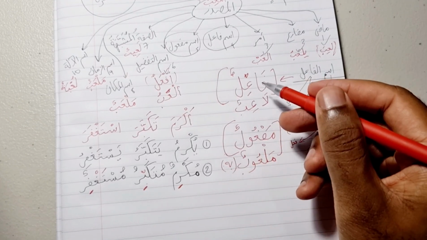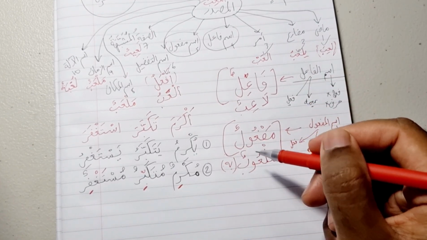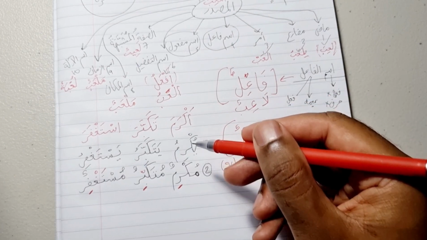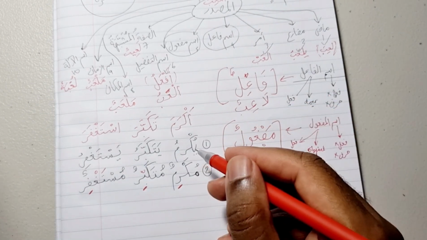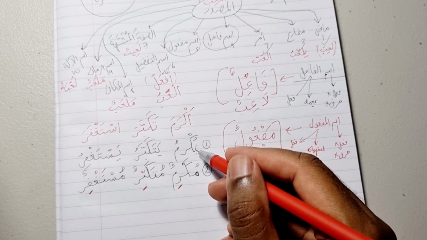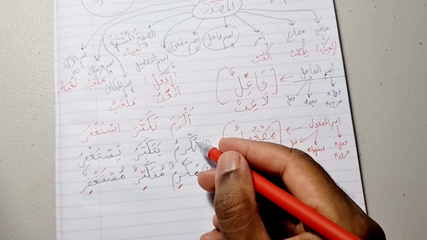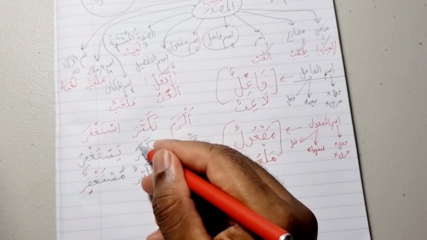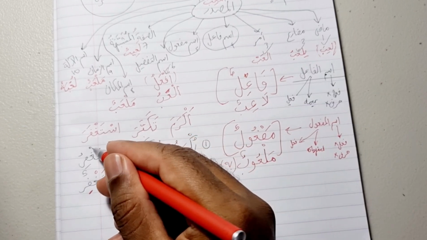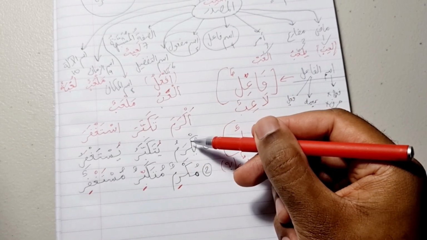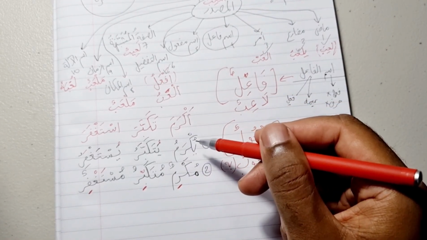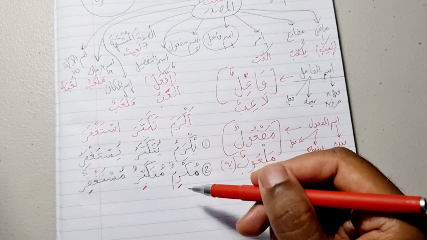How do we derive the ismul maf'ul? The ismul maf'ul, same process. Just to make it easier, we could say you take it from the fi'l mudari'. Really and truly, we take it from the fi'l mudari', which is mabni al-majhul. So instead of yukrimu, it's yukramu. Yatakabbaru, yutakabbaru, yustaghfaru. But whether you want to say it's taken from the fi'l mudari', which is mabni al-majhul, or mabni al-ma'lum, it doesn't make a big difference, because the end result is going to be the same.